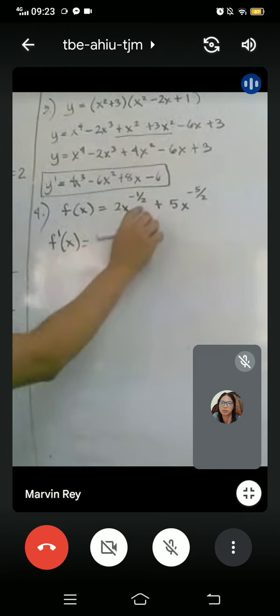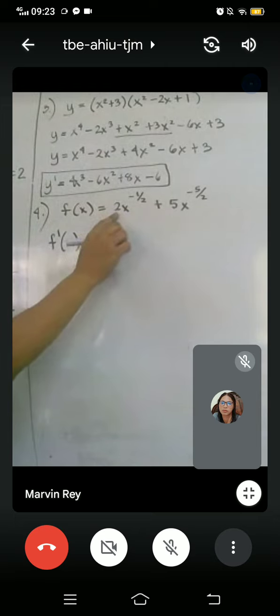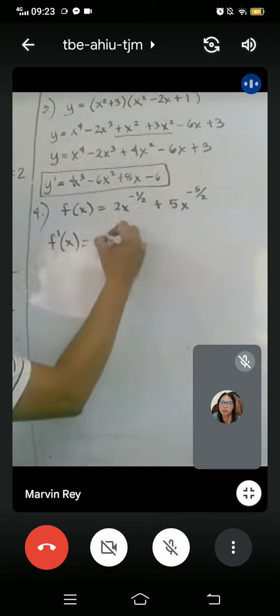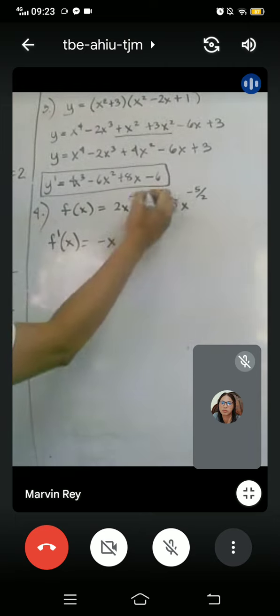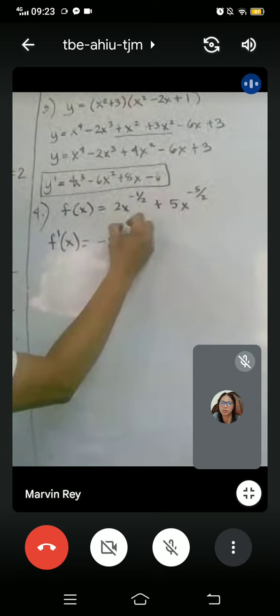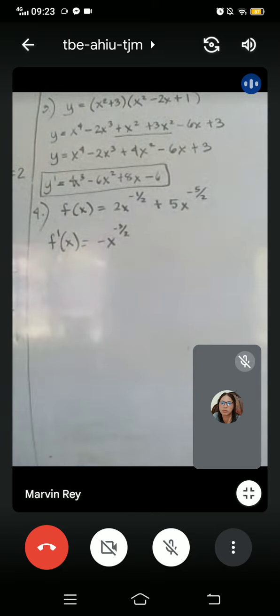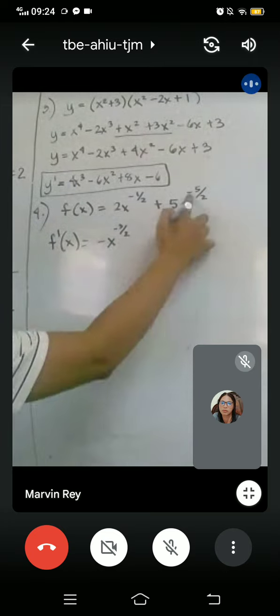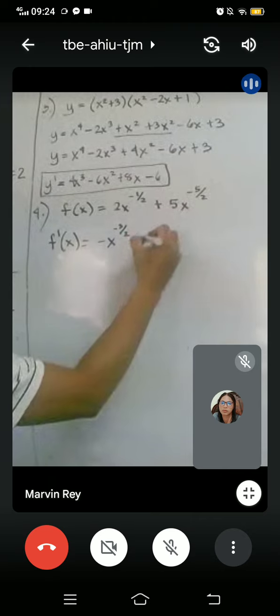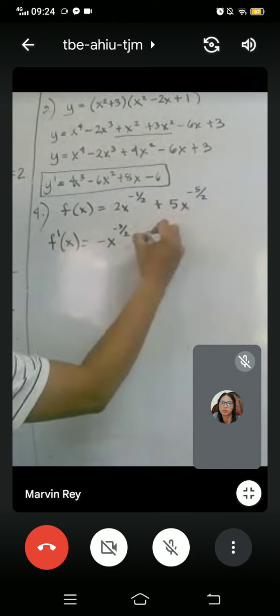So differentiate negative 1 half times 2 pila? Negative 1 times x. So negative x. Negative 1 half minus 1. So negative 3 over 2. So some of you I've noticed na dili sila careful sa mga sign nila. So some of you is i-plus, i-minus and everything. So dili pa jud kabalo sa ilang algebra. So negative 5 times positive 5, so negative 25. So negative 25 over 2.